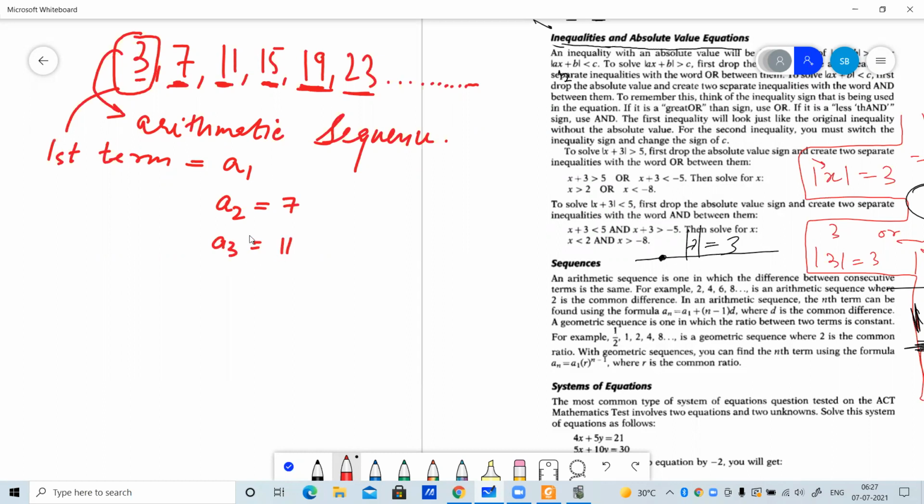Are you understanding what I'm trying to write? A1 is 3. Did you understand? And what about A6? 23. Correct. So A6 is 23. And what is the common difference between them? 3, 7, 11, 23. They're going up by 4. So you write D is 4. D is called the common difference.